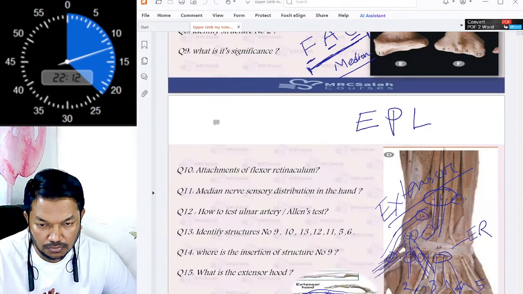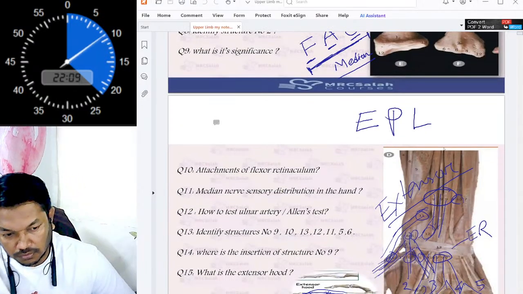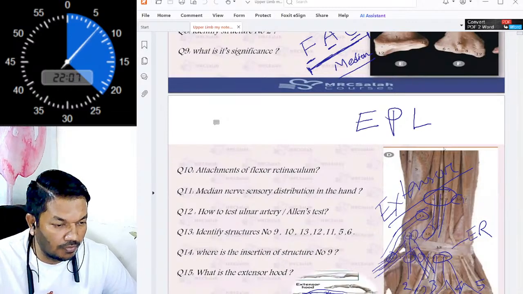Flexor retinaculum attachment: proximal row is the scaphoid and pisiform, and distal row is the trapezium and hamate.